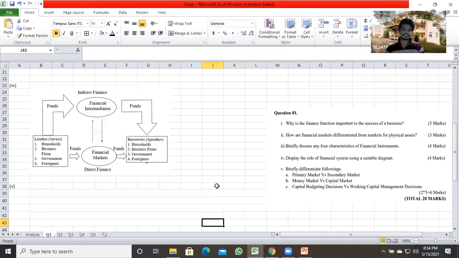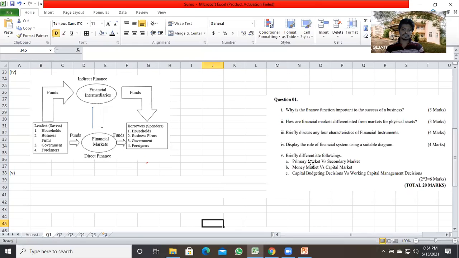The next question, briefly differentiate the following: primary market and the secondary market. Keep in mind, primary in the sense first issuance of the securities. When it becomes a public limited company, after registering with the Colombo Stock Exchange, there is a certain process. The first issuance happening.